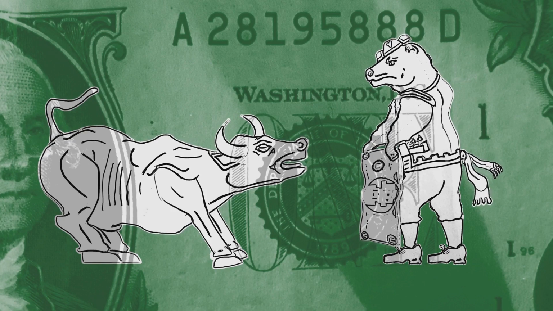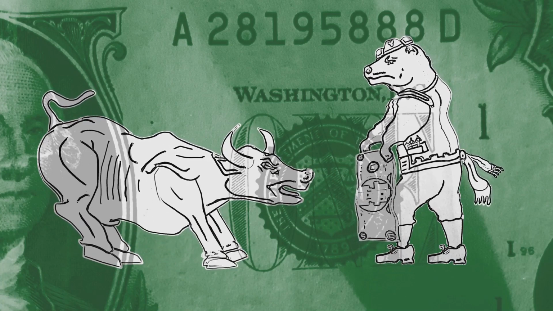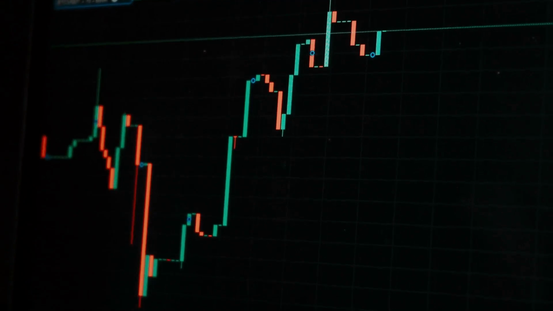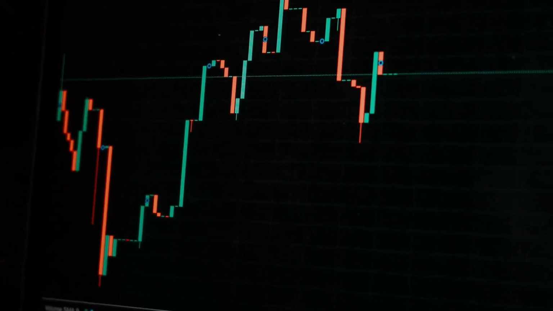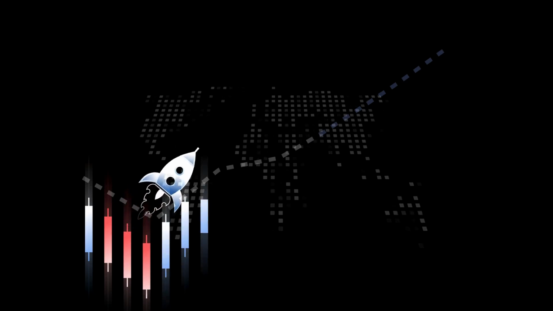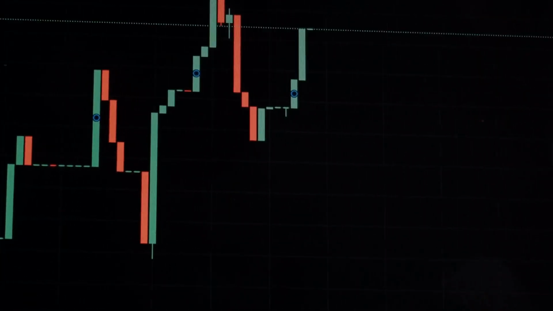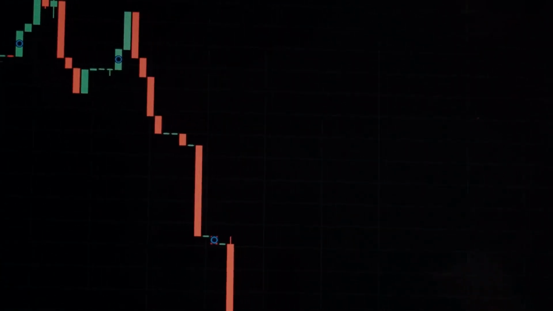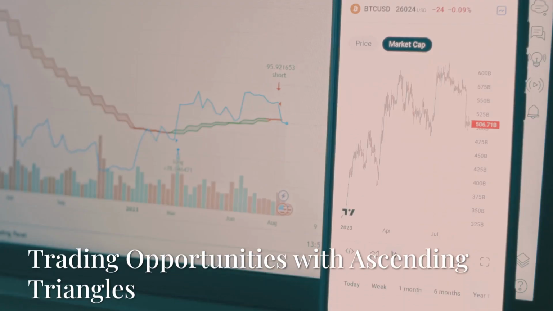What's happening here is that buyers are getting more and more confident, consistently pushing the price higher with each successive high. Meanwhile, sellers are getting squeezed, trapped between that flat resistance level and the rising support. It's like a pressure cooker just waiting to explode, and explode it does. When the price finally breaks above that flat resistance line, it usually takes off like a rocket. This is because all those eager buyers who were waiting on the sidelines jump in, creating a surge in demand that sends the price soaring.